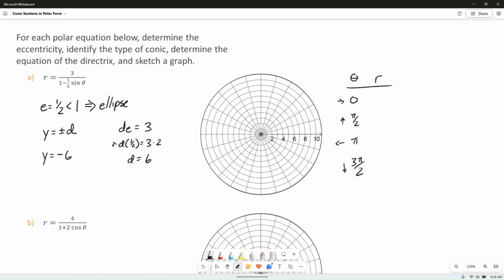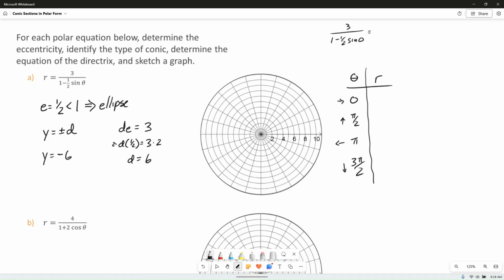So it's giving me the 4 cardinal directions, right? Up, down, left, and right. So I want to take those 4 values and plug them into my original equation. So if I take 0 and I plug it into my equation, that means I'm looking at 3 over 1 minus a half sine of 0.